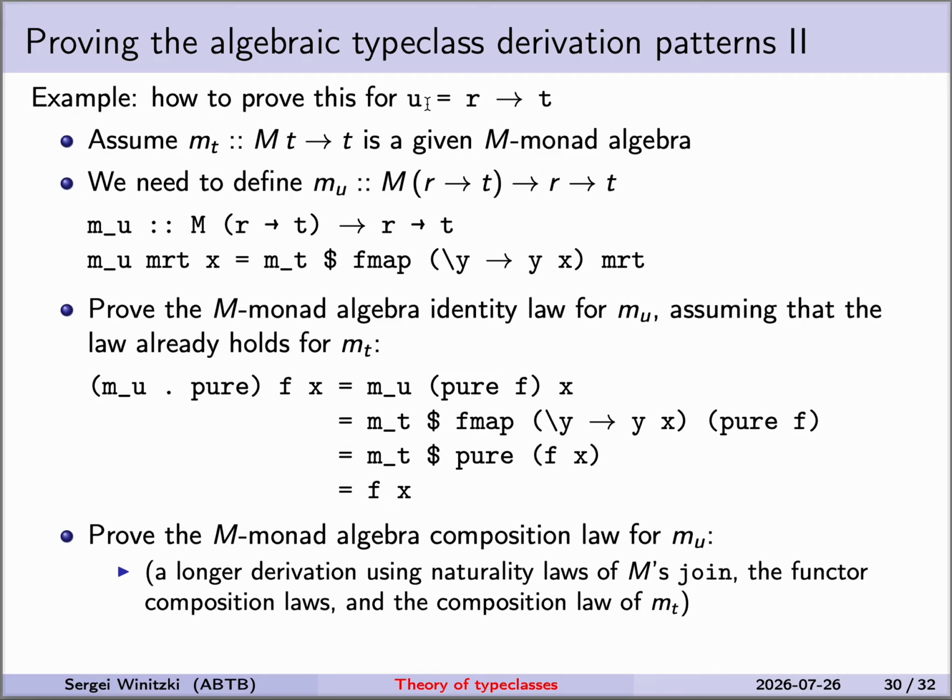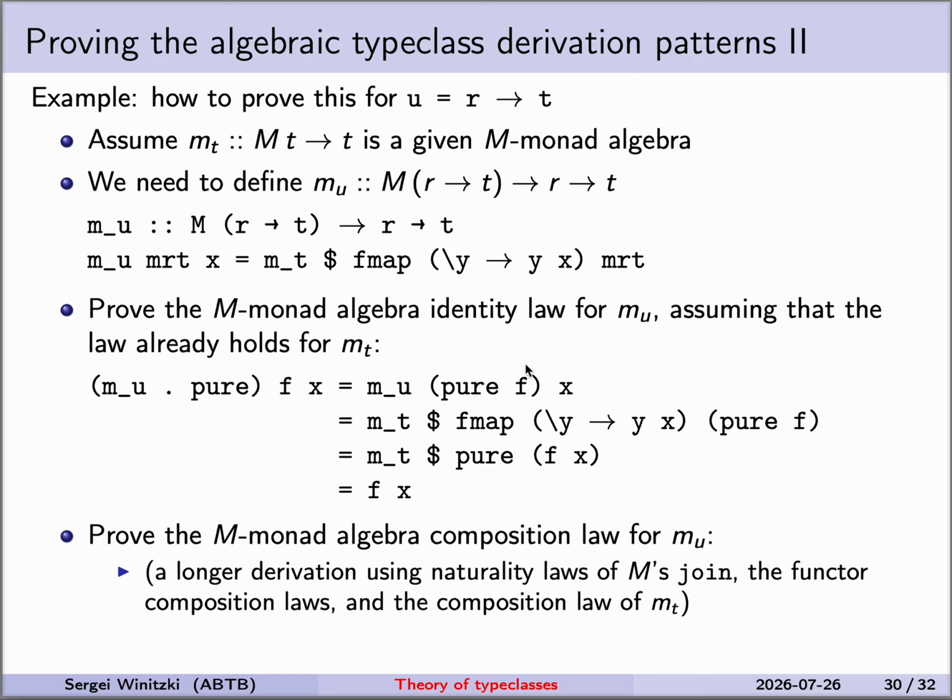So here's how it works for the type R to T. We assume that we have a function mt of this type, and it is a given M-monad algebra which already satisfies its laws. And then we need to define this function. Let's define it. In Haskell, we define it like this. It's pretty simple, similar to what we did in the previous part of the tutorial with functor algebras. But now we need to prove that this function, mu, also satisfies the laws of the monad algebra.